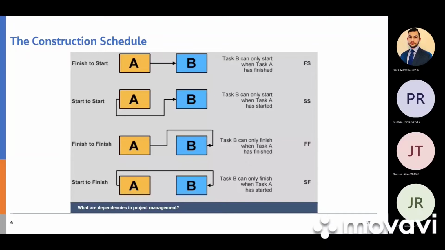Finish to finish, I can't think of a good example right now, but let's just stick to the description. Task B can only finish when task A has finished. And then start to finish, I also can't think of a good example, but just know that in a start to finish relationship, task B can only finish when task A has already started.